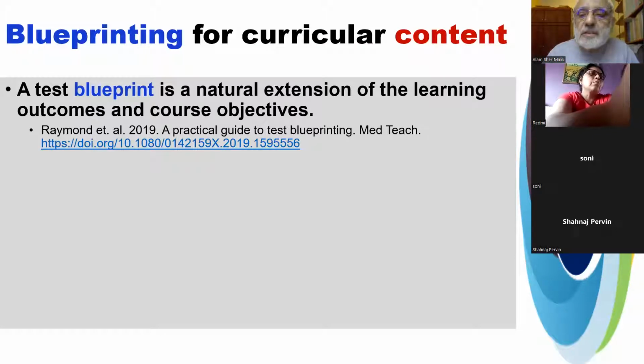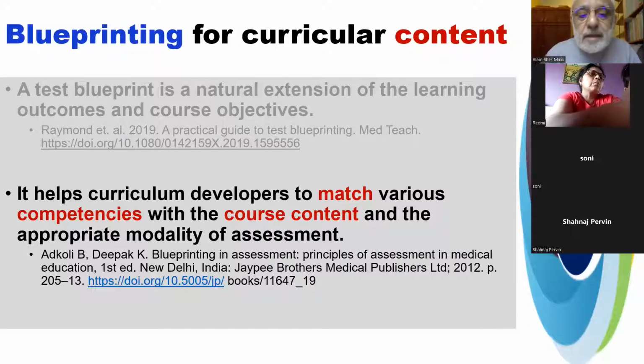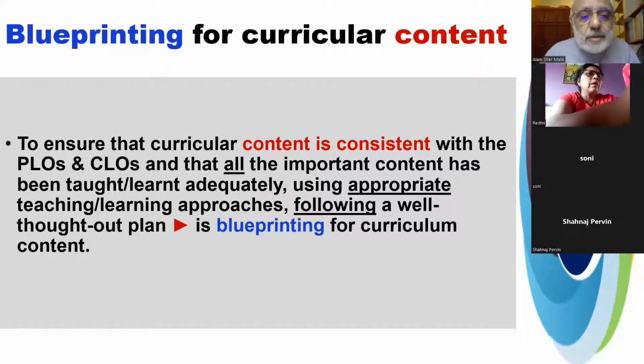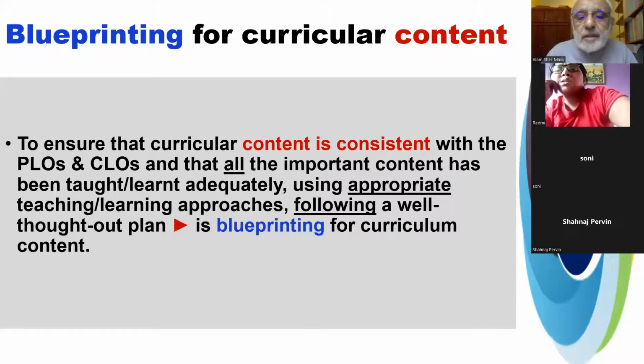A test blueprint is a natural extension of the learning outcomes and the course objectives. It helps curriculum developers to match various competencies with the course content and the appropriate modality of assessment. To ensure that curricular content is consistent with the program learning outcomes and course learning outcomes, and that all the important content has been taught or learned adequately using appropriate teaching learning approaches, following a well thought out plan is blueprinting of curriculum content. Here we can see different components.